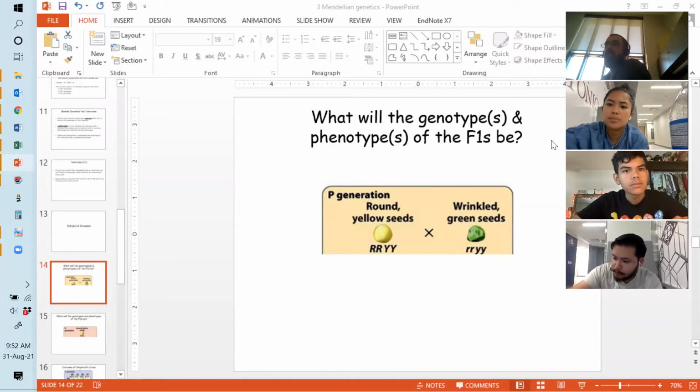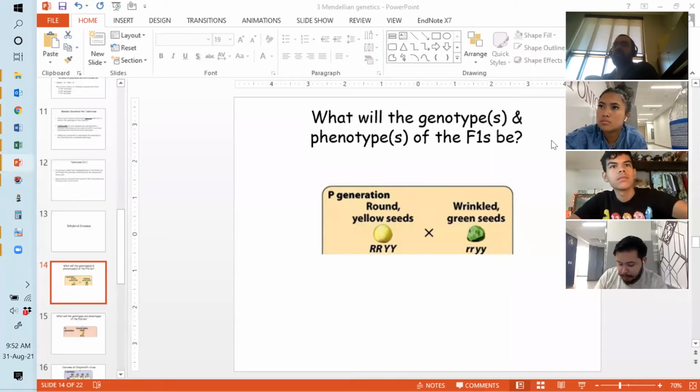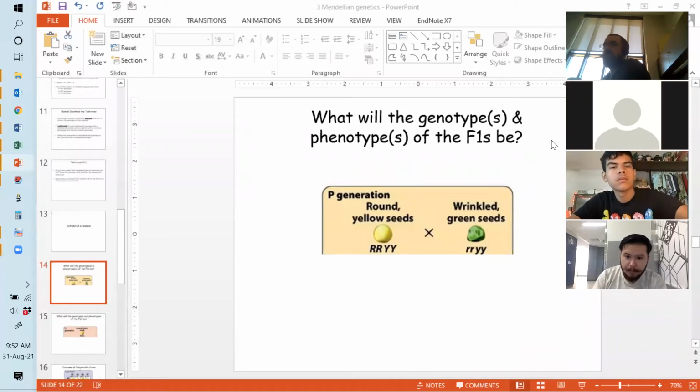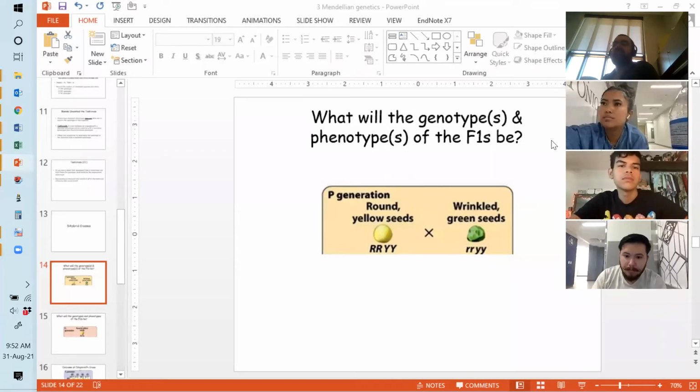If you're crossing a homozygous dominant to a homozygous recessive, what's the only genotype you're going to get? Genotype, not phenotype just yet. What is the genotype of the F1 generation? Not dominant, that's a phenotype. Just on its own, that refers to a phenotype. Heterozygous, yeah, exactly. It's going to be heterozygous.